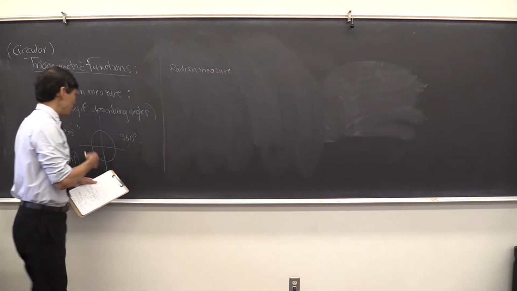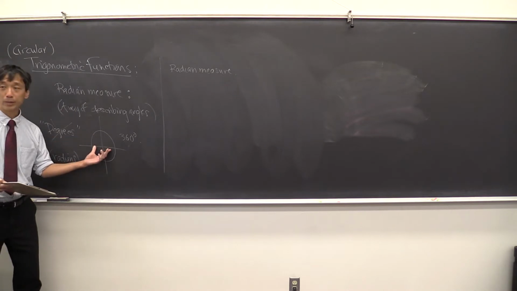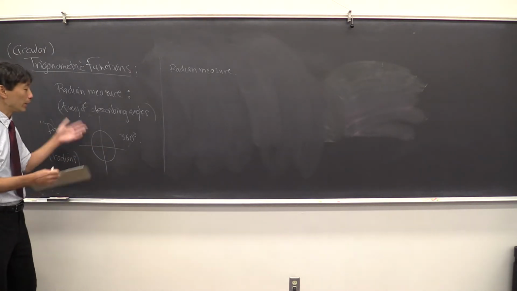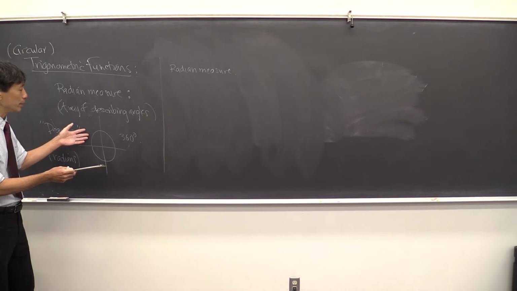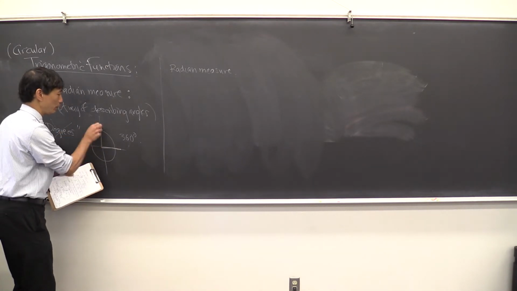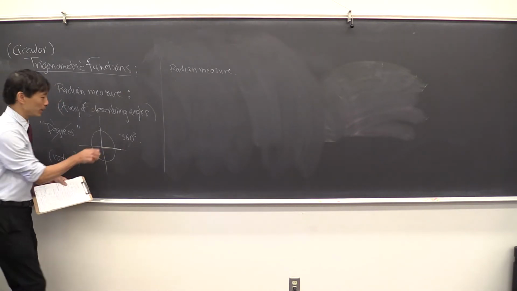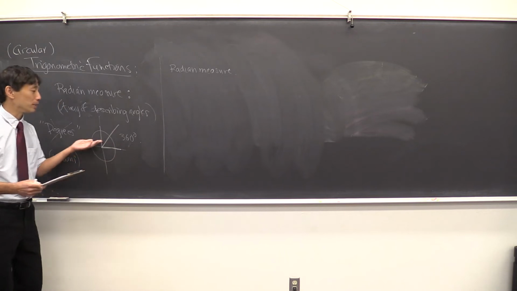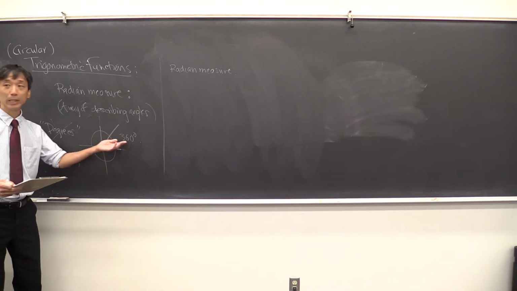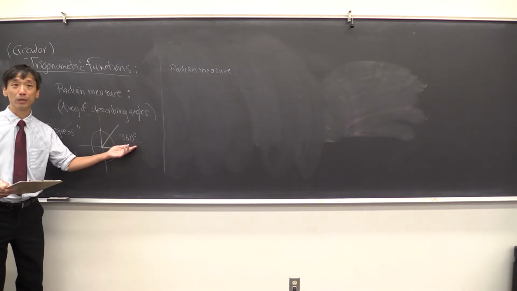In this degree system, we count the whole circle as 360 degrees, and then, for example, something like this would be 90 degrees because it's a quarter of the 360. Something like this is 45 degrees because it's an eighth of 360. Everything is related back to that 360, which was a strange number to start off with.